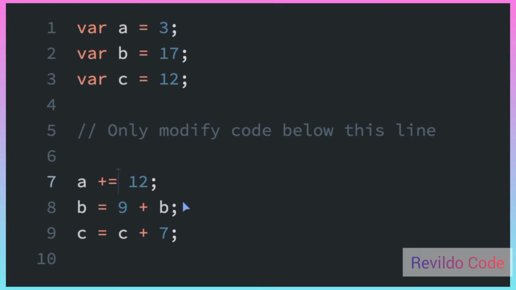So instead of b equals 9 plus b, we can do b plus equals 9. So now we're adding the value to the variable and assigning the answer to that variable. So again, here we can do plus equals 7. So that's just a shortcut.